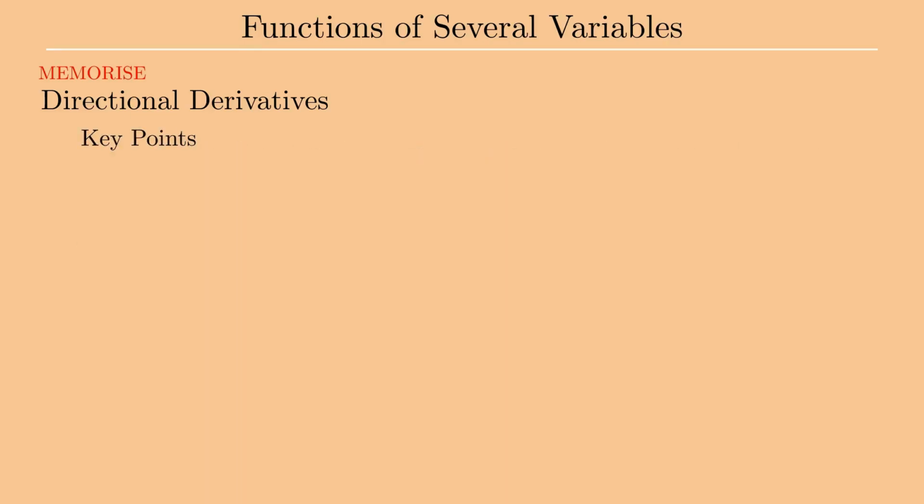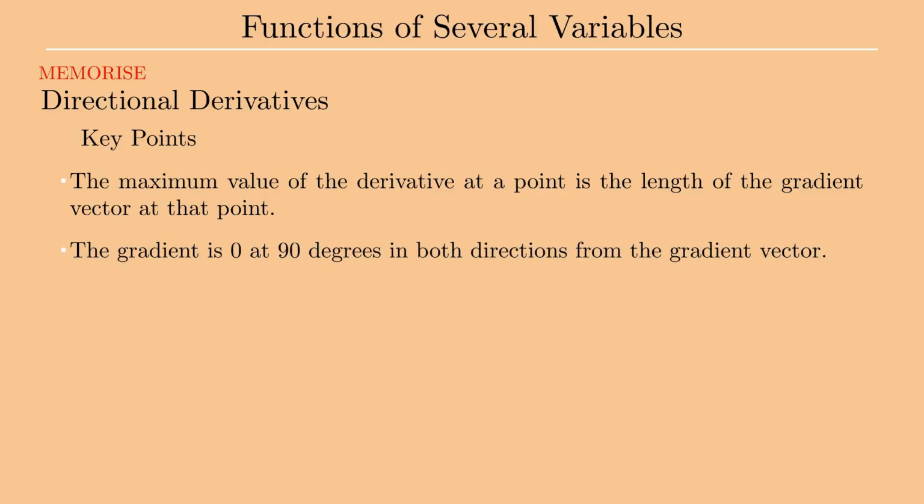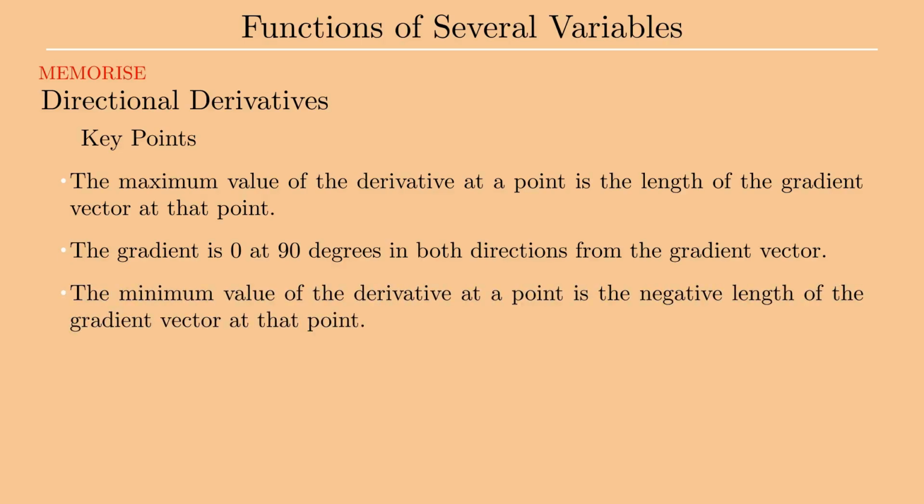Some key points to remember. The maximum value of the derivative at a point is the length of the gradient vector at that point. The derivative is 0 at 90 degrees in both directions from the gradient vector. The minimum value of the derivative at a point is the negative length of the gradient vector at that point.